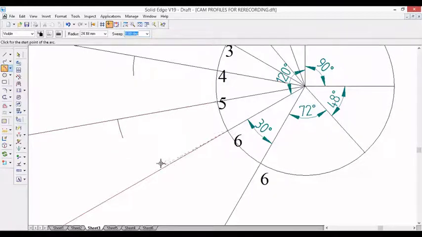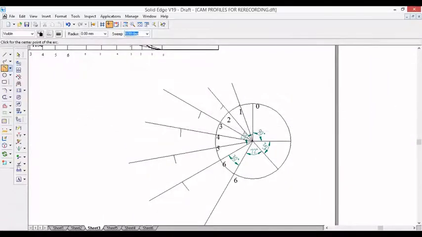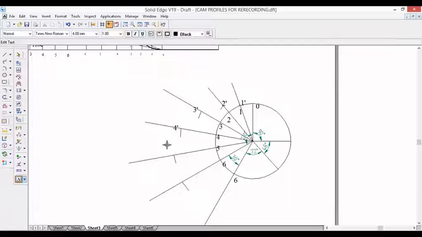And finally 6. Measure from 6 to 6 dash. So what we obtain is this much. So this place is 1 dash, and this is the 2 dash, 3 dash, 4 dash, 5 dash, 6 dash. Now the 6 to 6 is 30 degrees dwell, so we don't want any radial lines.